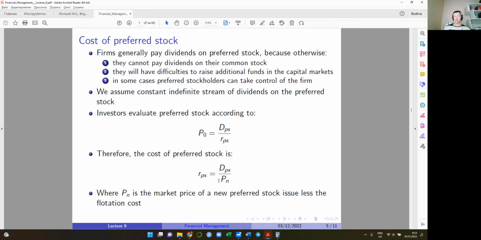Preferred dividends are paid from the net income. Those are not tax deductible. They don't affect taxes. So therefore, no tax adjustments are needed. Simply leave it as is.